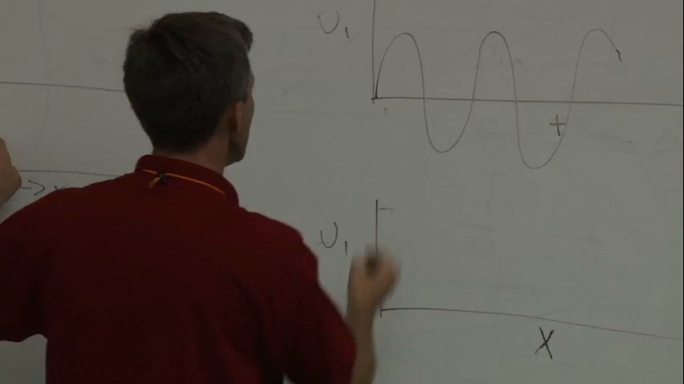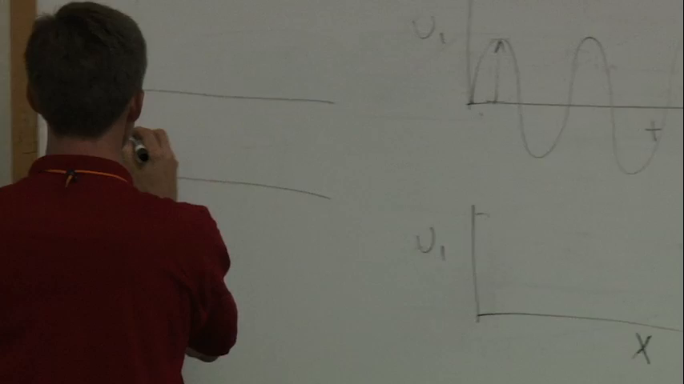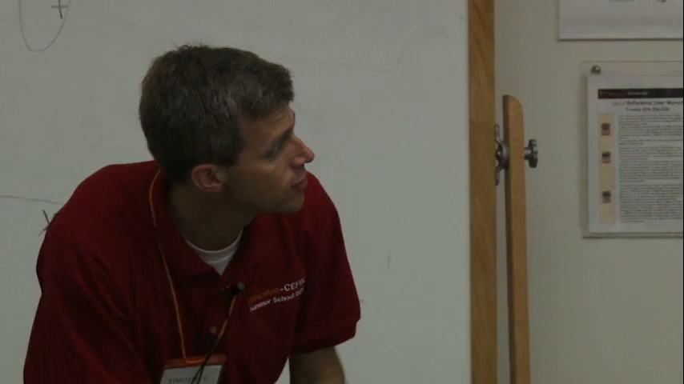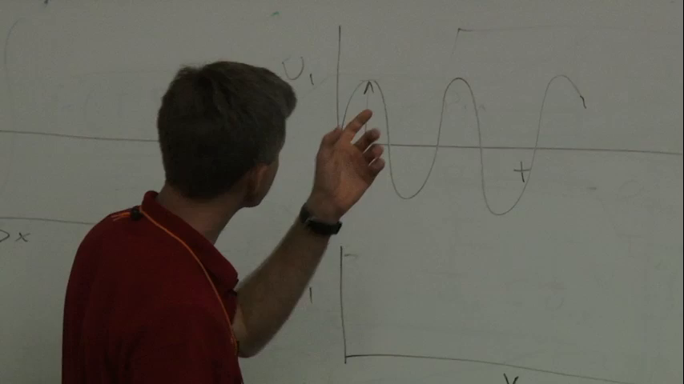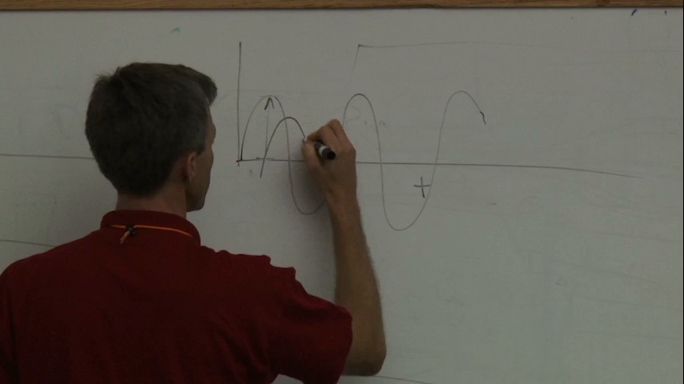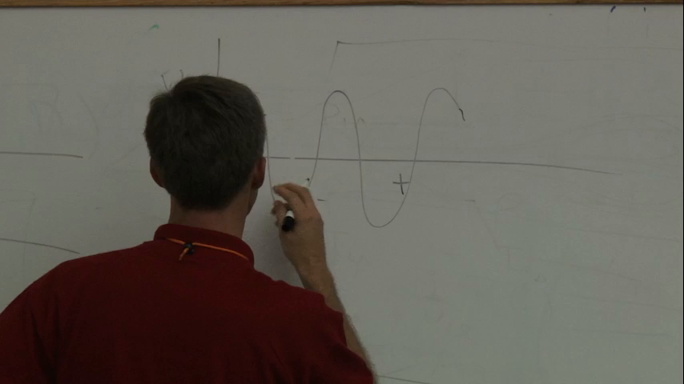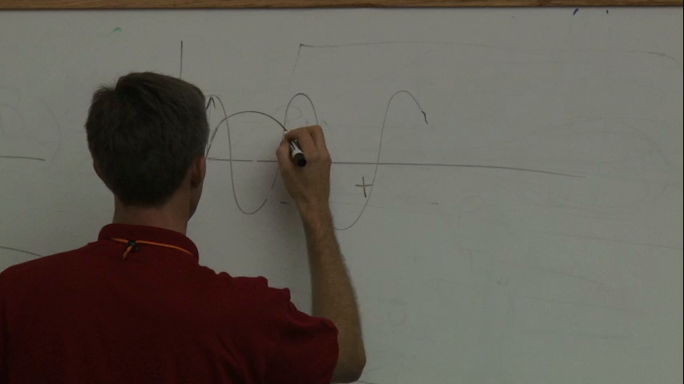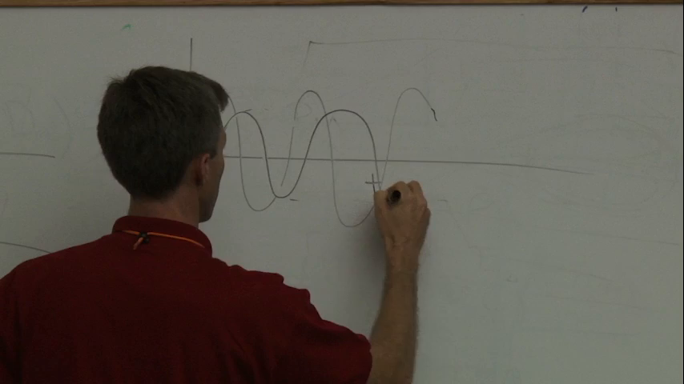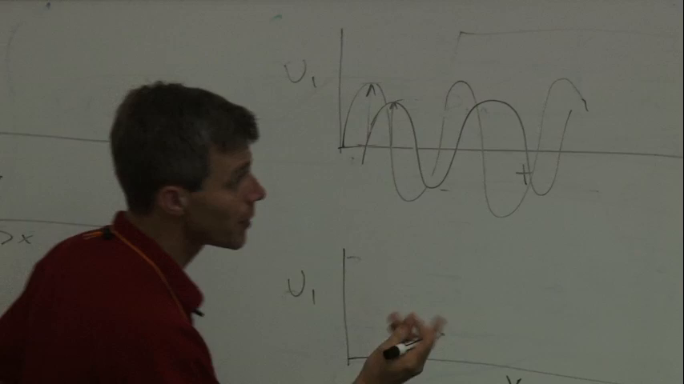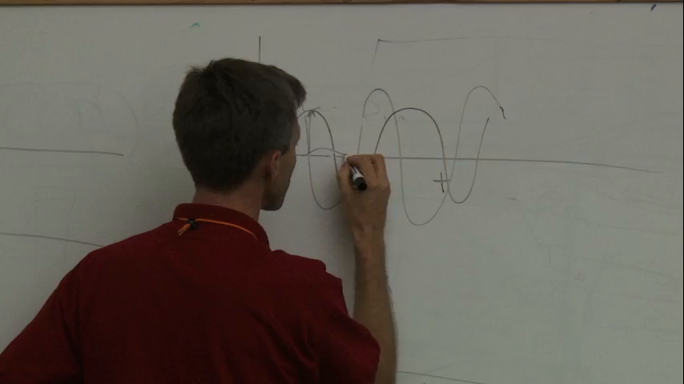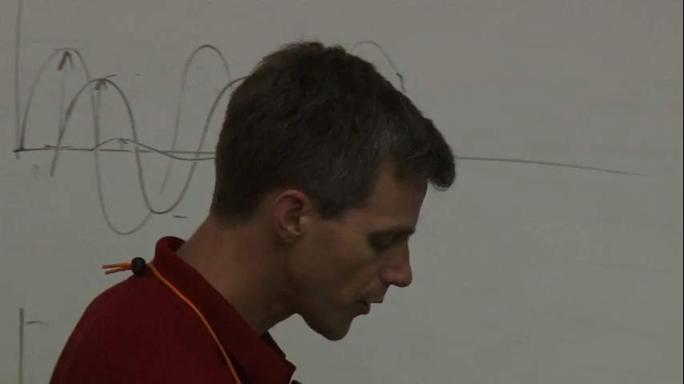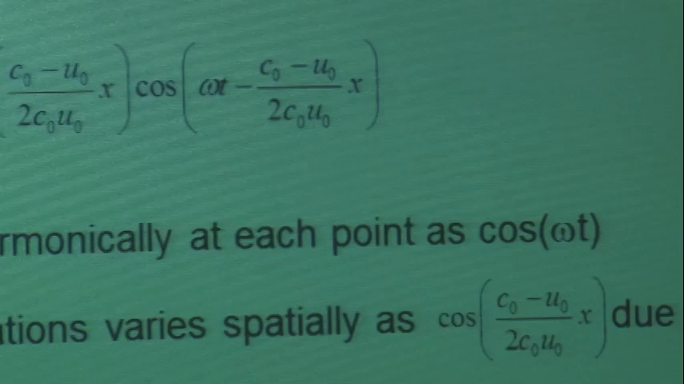If I were to measure the oscillations somewhere else, what that tells you is there's this cosine (c naught minus u naught) over 2 c naught u naught spatial dependence. So it would still oscillate harmonically. It would have some phase shift, but it wouldn't have the same amplitude. It might look something like this. It's the same frequency; it shouldn't change the frequency. But you can see that the amplitude of oscillations is different. If I were to measure it somewhere else, it would have some phase shift and the amplitude might be even less. In fact, there would be locations where this term is zero, which would mean that there is no flow fluctuation there at all.